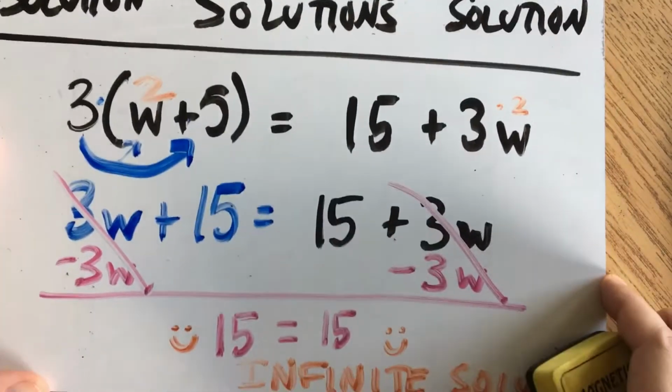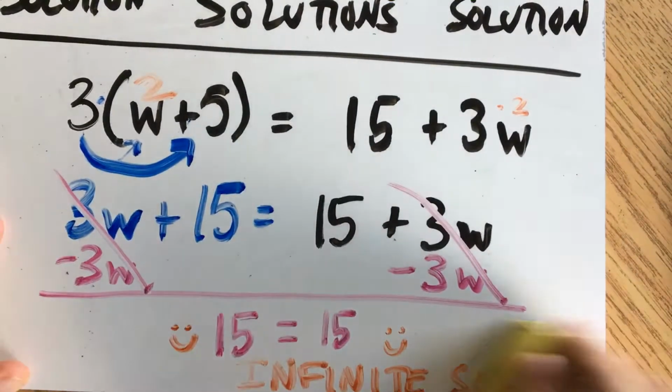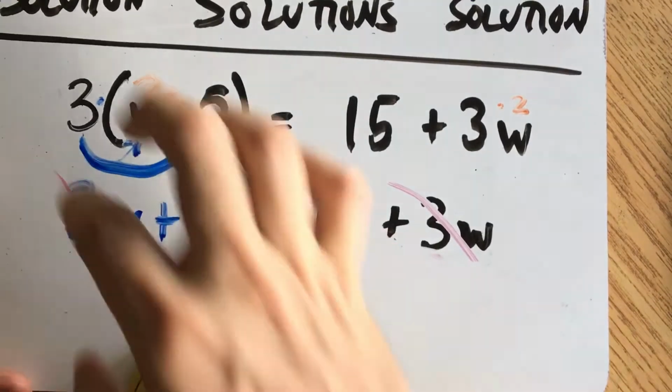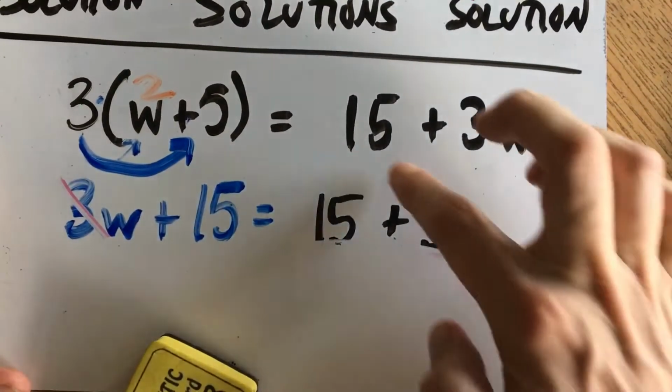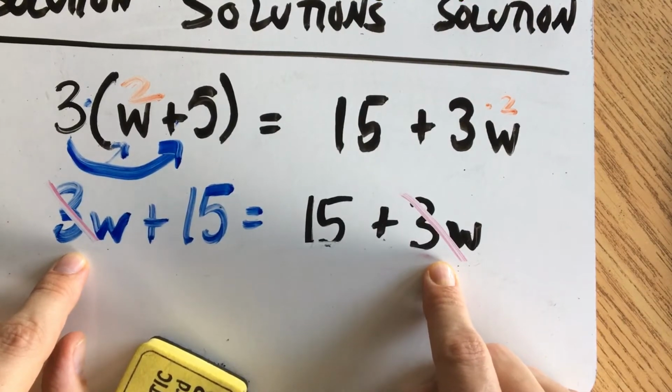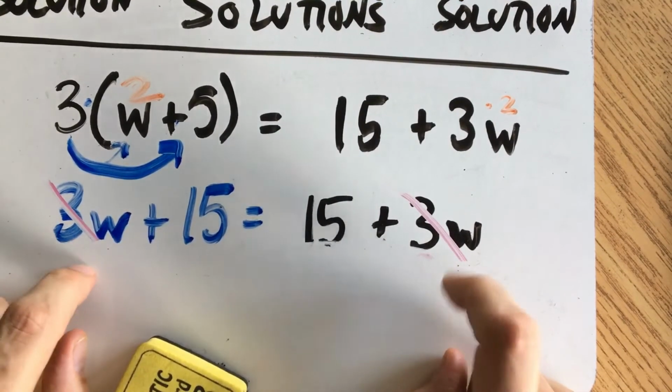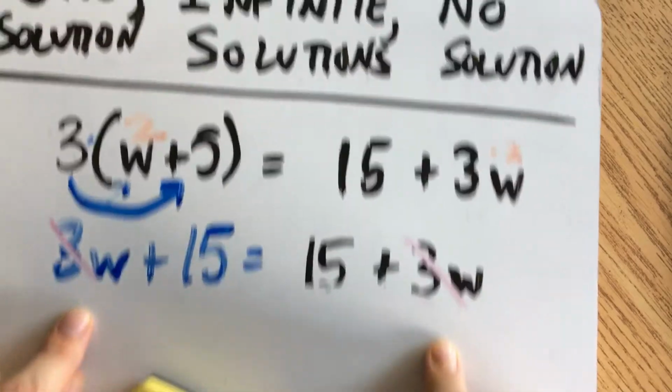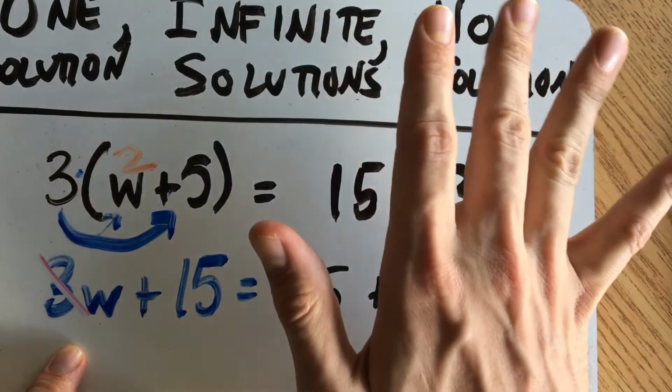Something weird's going to happen, right? You might have even recognized something right here before I crossed all this out. Can you see what I wrote? Do you see how the W has the same coefficient? We have the same amount of W's on both sides. Anytime you see that, you know you're going to have one of these 2 new answers today.